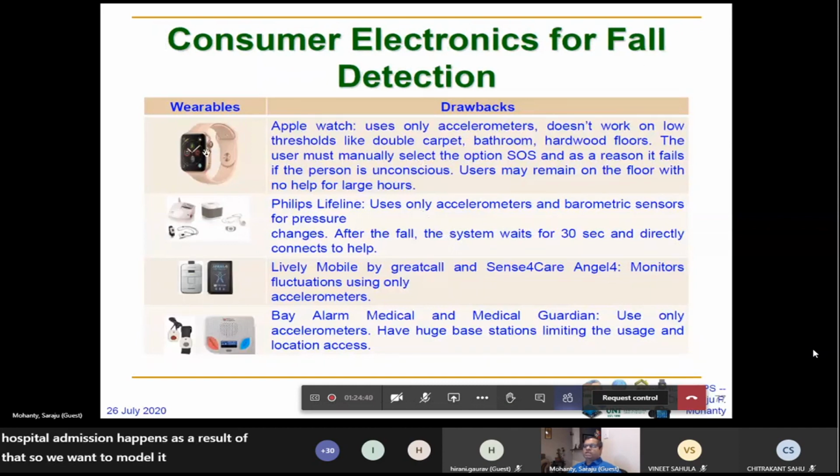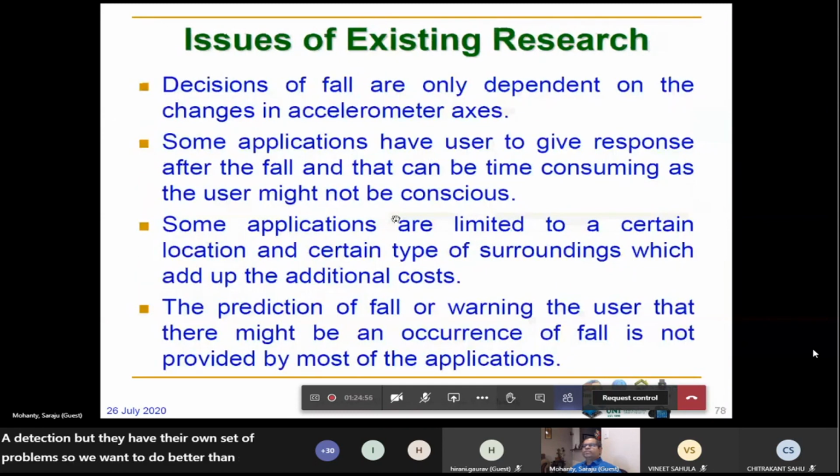For fall detection, there are some wearables available. The Apple Watch can do it, Philips Lifeline and others can do fall detection, but they have their own set of problems. So we want to do better than that, of course. Right now, fall detection works take more time, and they don't do prediction, they do detection only. That means only after somebody falls do they say, okay, you fell down.